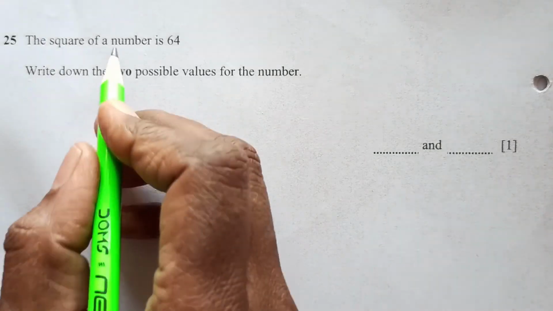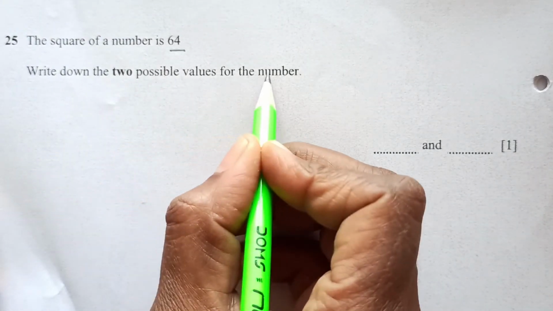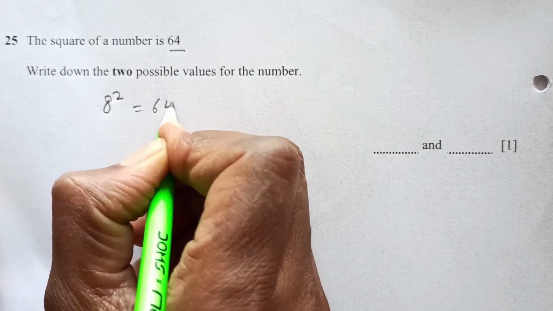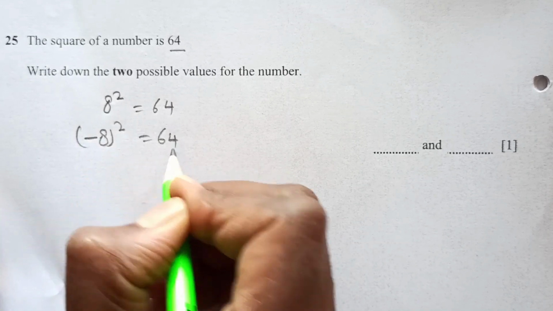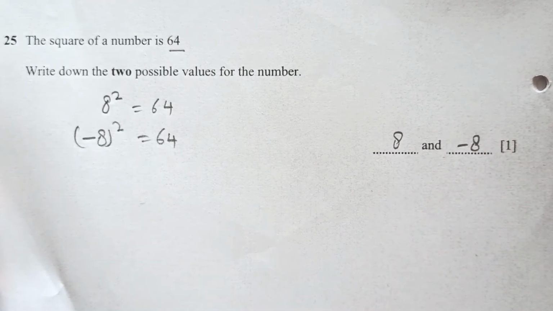Here we have another question. The square of a number is 64. Write down 2 possible values of this number. So now you see 8 squared is 64, and if we write negative 8 squared, that is also 64. So the 2 numbers will be 8 and negative 8, right?